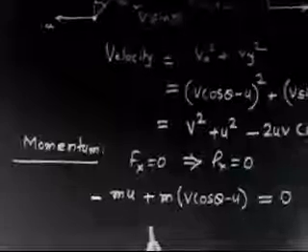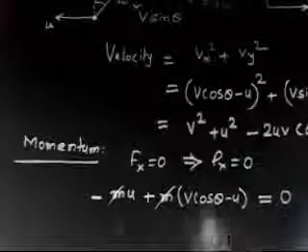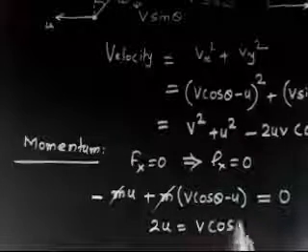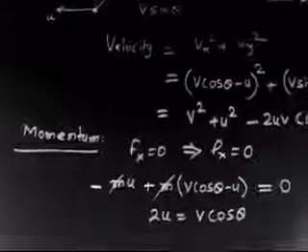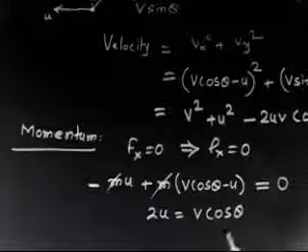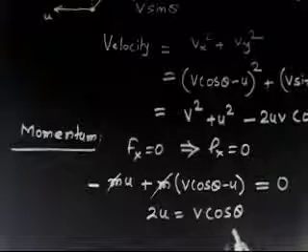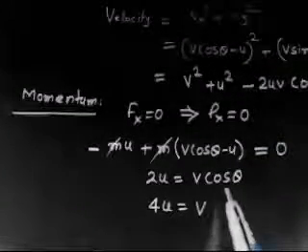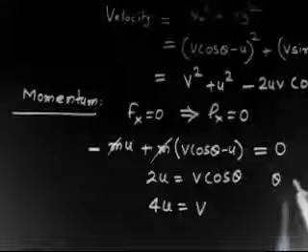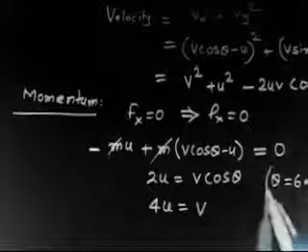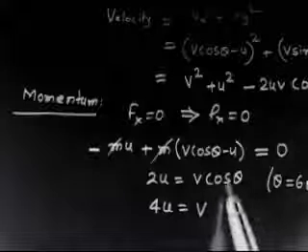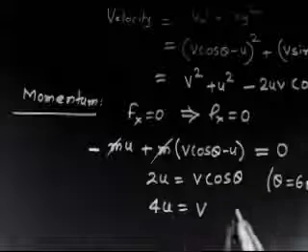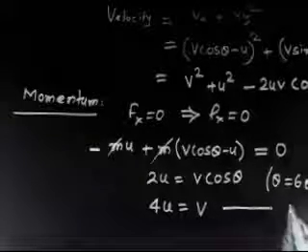So from here m cancels out, and you will have 2u equal to v cos theta. Now in this special case we have to find only for theta equal to 60 degrees, so cos 60 is 1 by 2, so this becomes 4u equal to v. If I plug in theta equal to 60 degrees, cos theta is 1 by 2, so v is equal to 4u. Let us say this is my equation number 1.